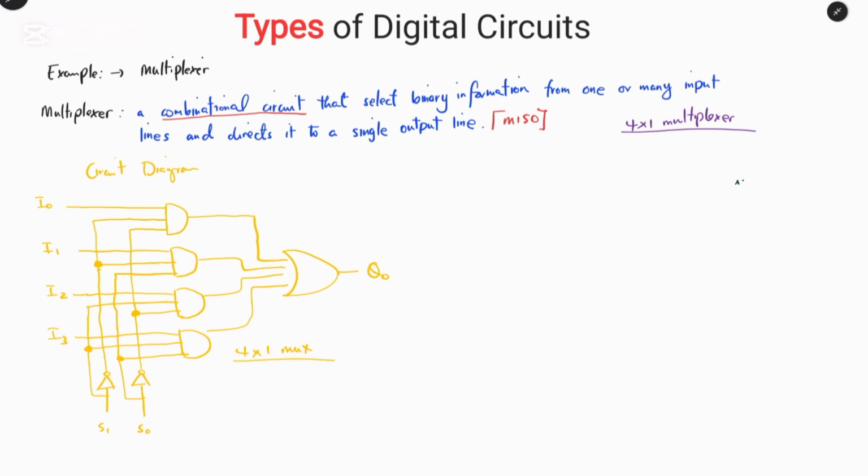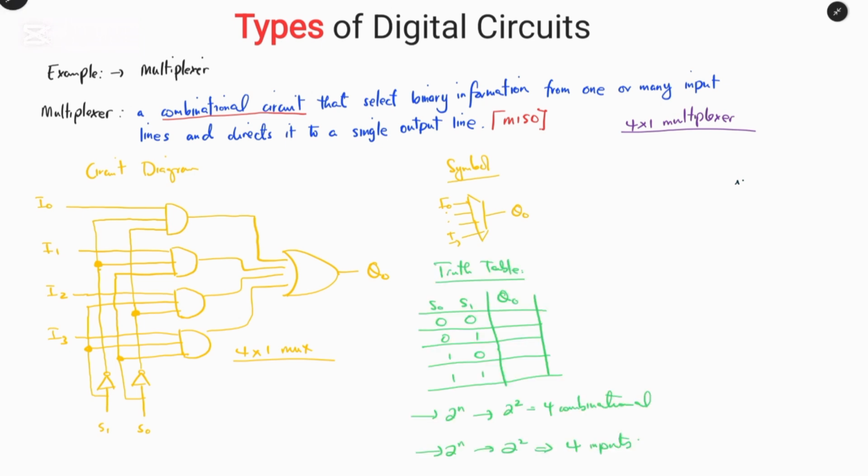So we can simply describe the expression. However, the symbol is quite simple, such that you have multiple inputs I0 all the way to I3, and Q0 is the output. So we have the AND gates which have multiple inputs, and this time we have 3 inputs to each of these AND gates and 4 inputs to the OR gate. So let's see when the select line is 0 and 0.